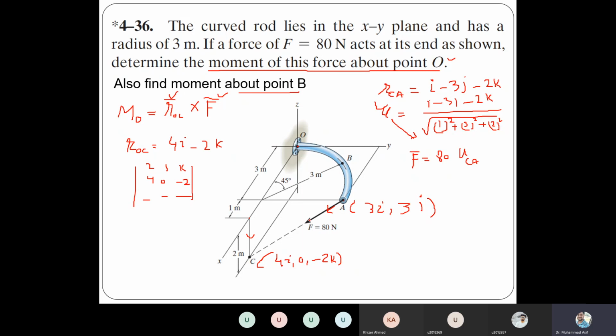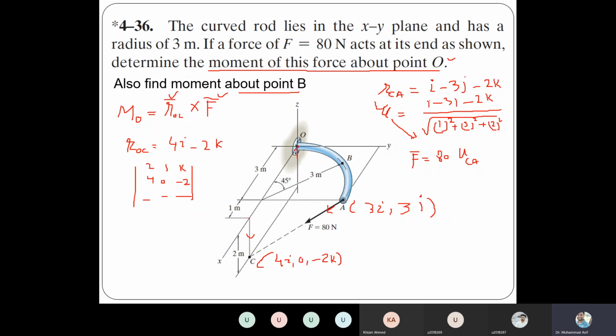And how can you get the moment about point B? What do you think? How can you get the moment about point B because of this force? What do you think? How can you get that moment about point B? Anyone? No idea, sir.